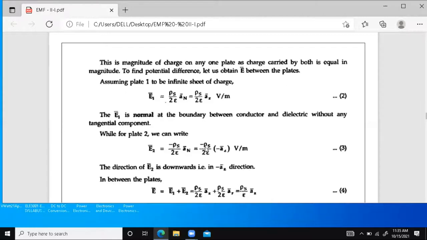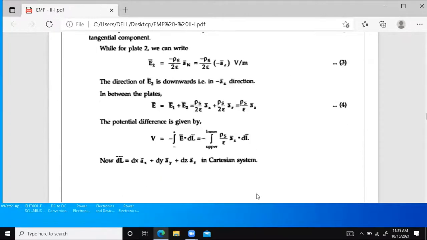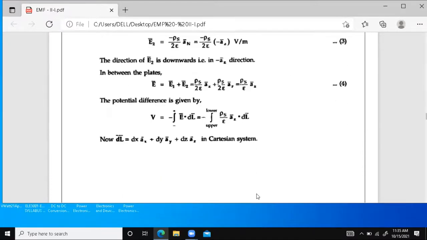So then, the electric field between the two charges is E1 plus E2. You have this for E1, you have this for E2. Add them, you get this. Now, your potential difference is negative the integral of E dot dl, this.